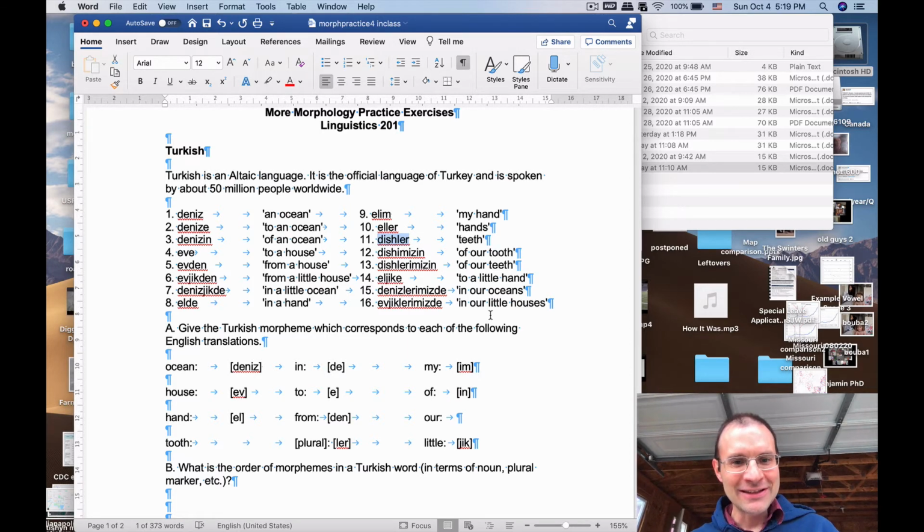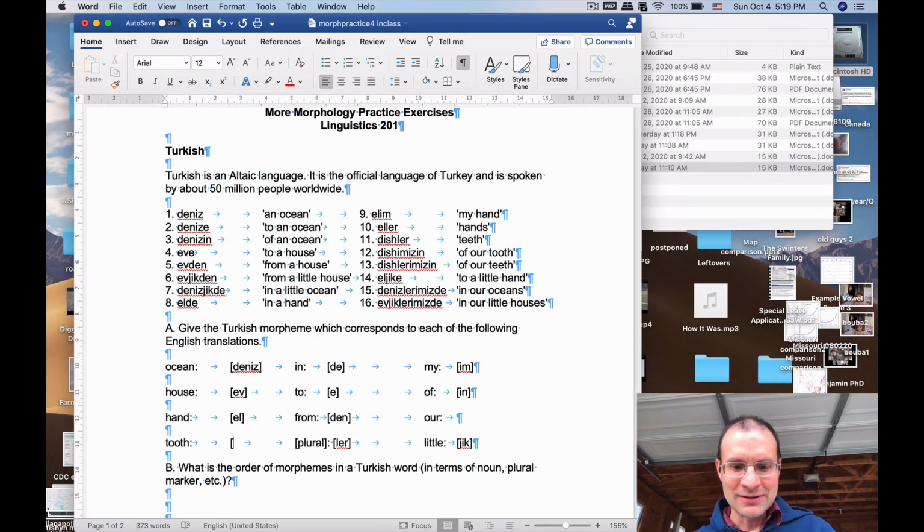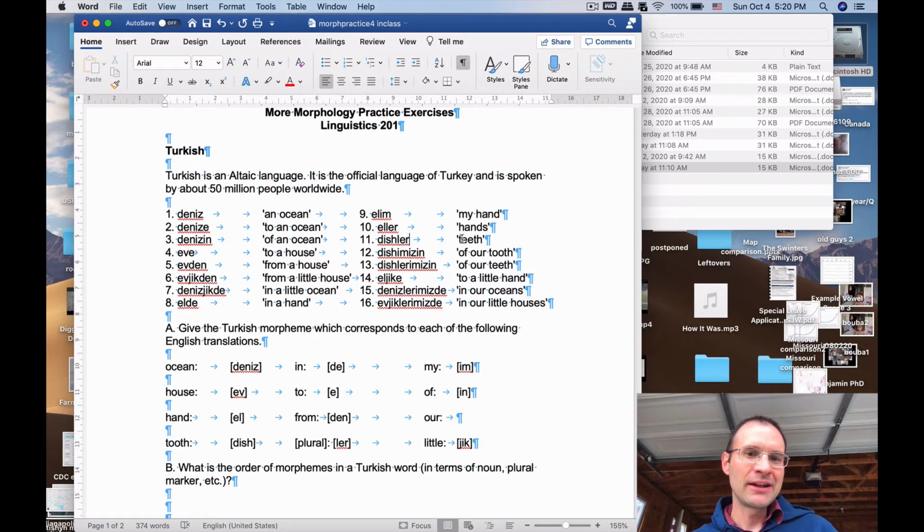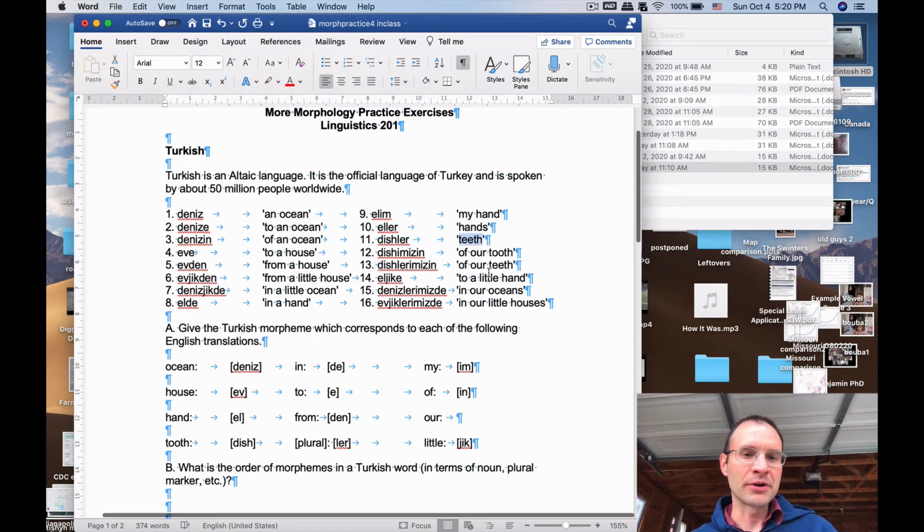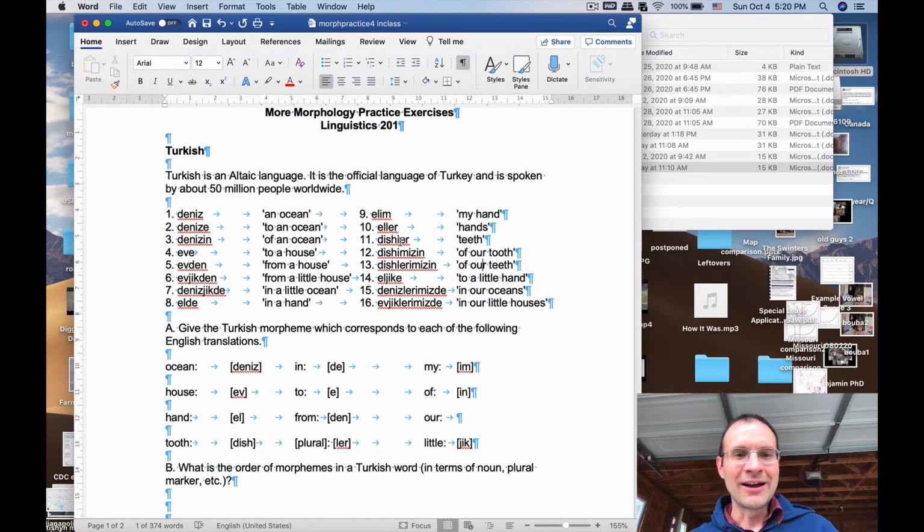Dişler is teeth, so that means that diş by itself is tooth. And the lur is the plural part of that. So in English, we have internal change to mark the plural, from tooth to teeth. In Turkish, it's regular, or it seems like it's regular as far as we know. At least it's doing the same thing here as we get in other forms like denizler, or oceans.